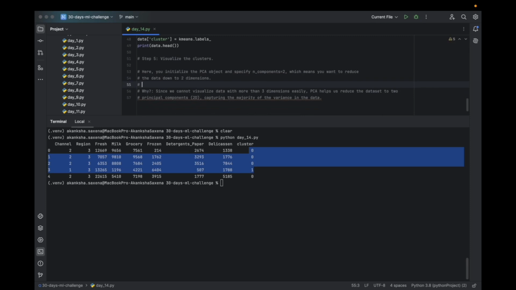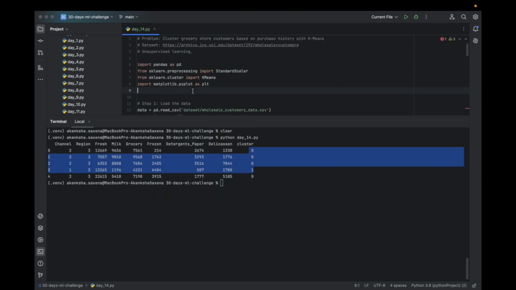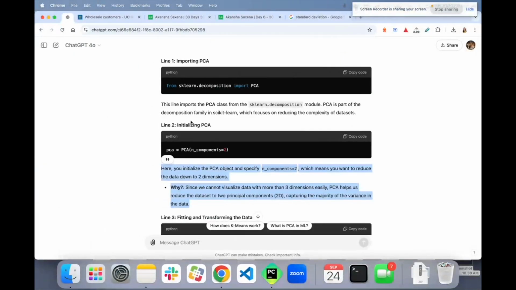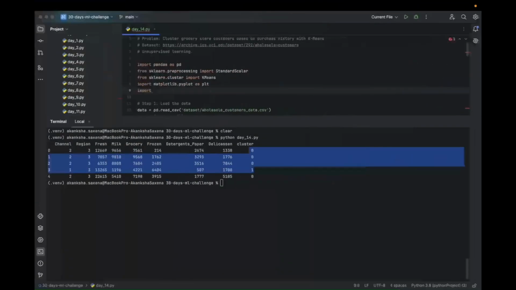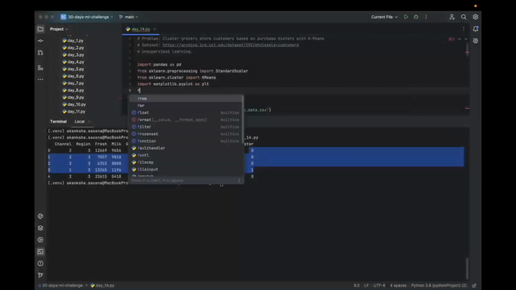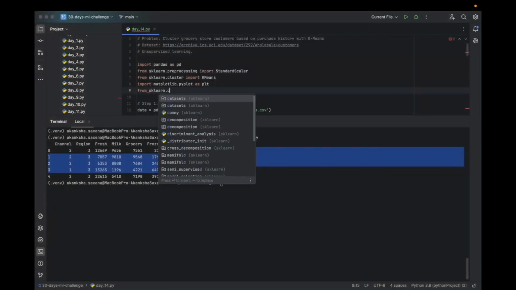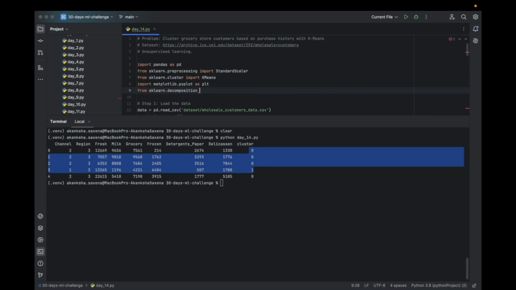So this is the explanation that we have understood. We are using PCA to reduce the dimensions from multiple dimensions to two or three dimensions. We are going ahead with two dimensions for this project. So let's start. We are creating an object of PCA. First we import it from sklearn.decomposition, import PCA.